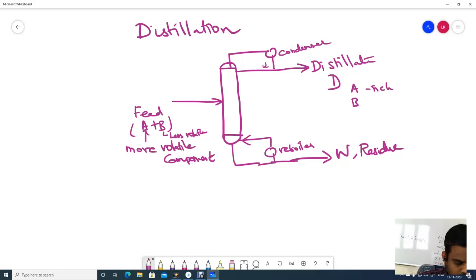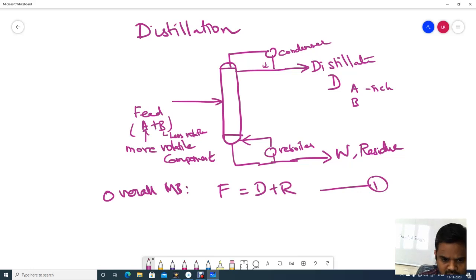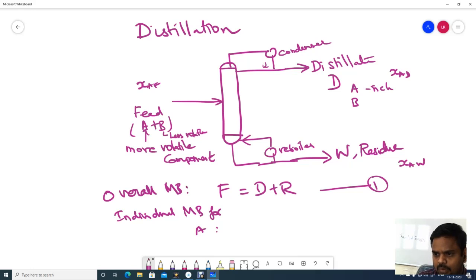So what is the overall material balance? The overall material balance for distillation is F equals D plus R. So this is the overall material balance. If we write the individual material balance for A, let the mole fractions be XAF, XAD, XAW. So let the mole fractions be XF, XD, XW.